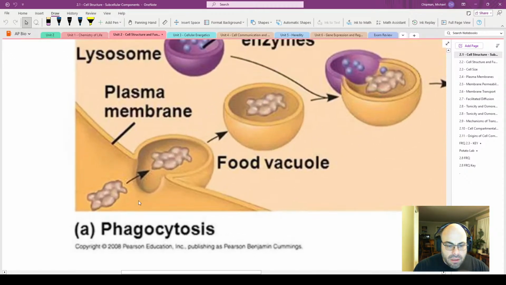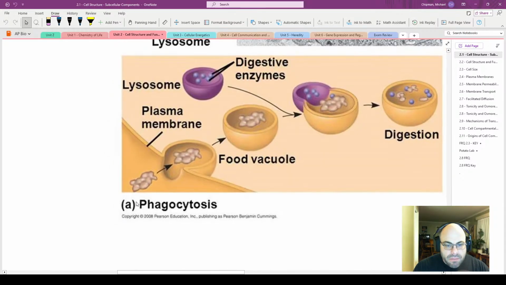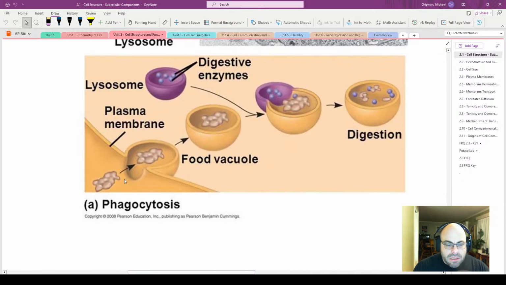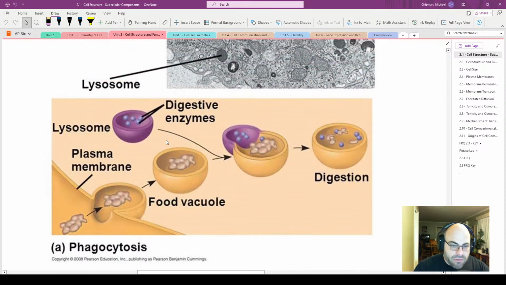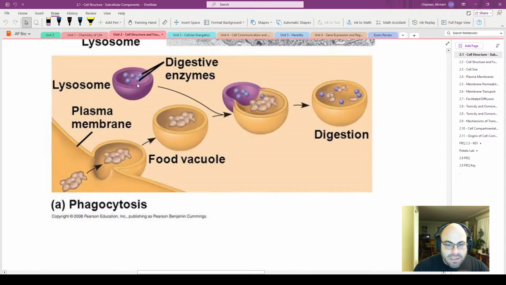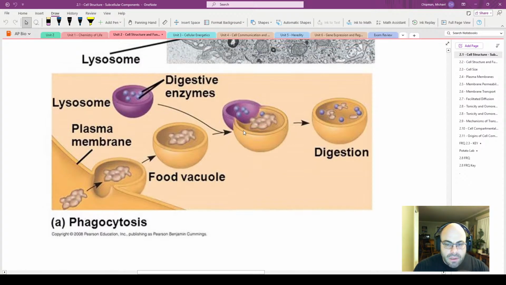And so let's zoom in here. And so this cell's going to take in some sort of bit of mushy cereal or something, and this is why this is called a food vacuole. And then this food vacuole is going to combine with this lysosome, and now this whole thing is a lysosome, right?